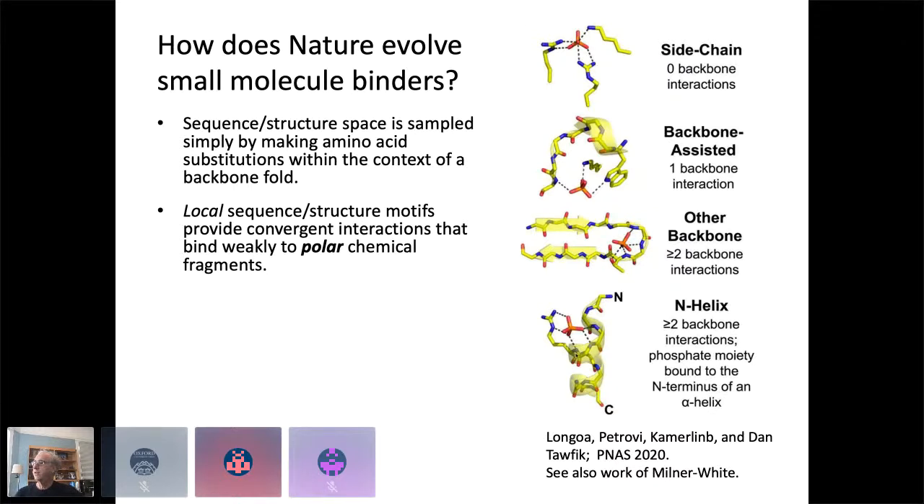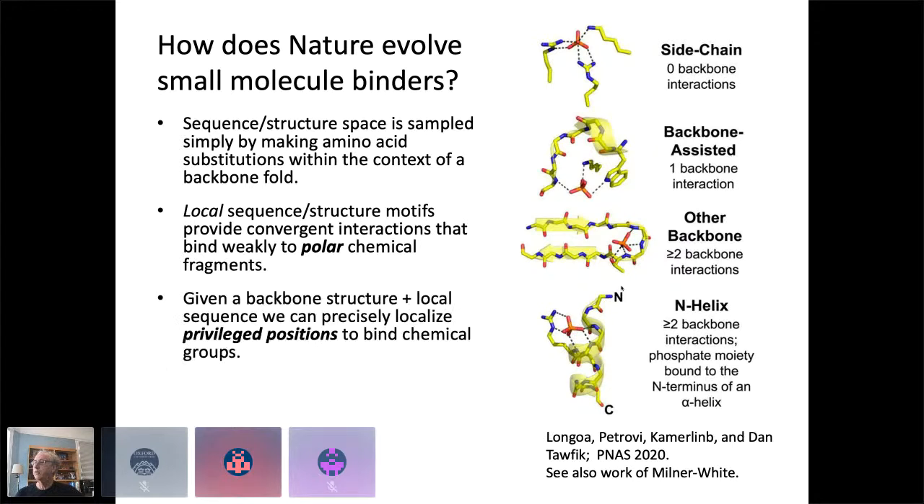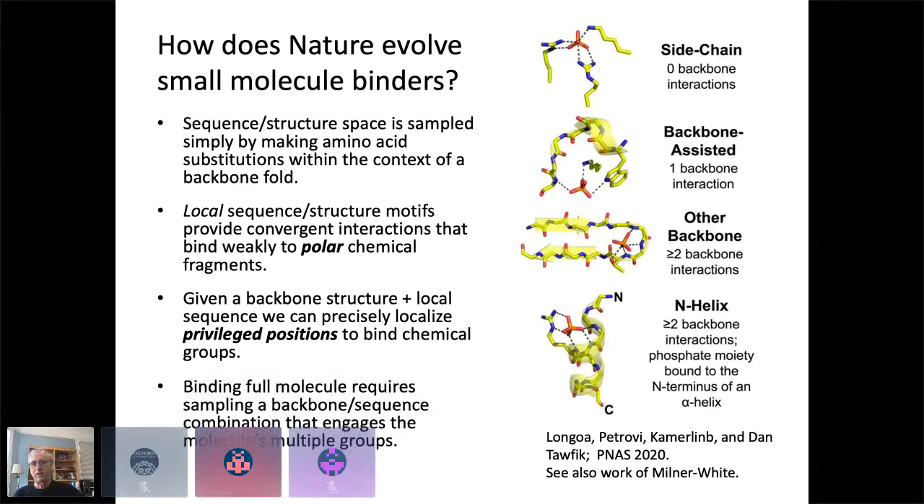Look at this. Here's a little bit of a helix. Here's the end of the helix and an arginine. That codes for put phosphate here. And in each case, you're seeing the placement of that functional group relative to the protein backbone. We call these positions that occur in conjunction with structure and a given amino acid sequence or two privileged positions for binding chemical groups. You get the binding of a full molecule when you've sampled enough of these backbone sequence combinations to engage your molecule of interest, multiple functional groups.